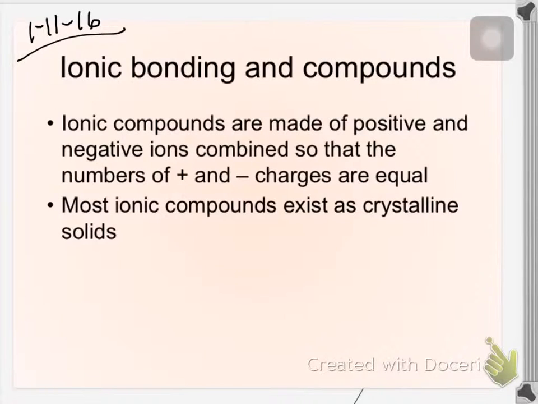So we know that most ionic compounds are crystalline solids. They're going to have a definite crystal structure. In your descriptions of the things that you looked at in the lab today, what struck you?